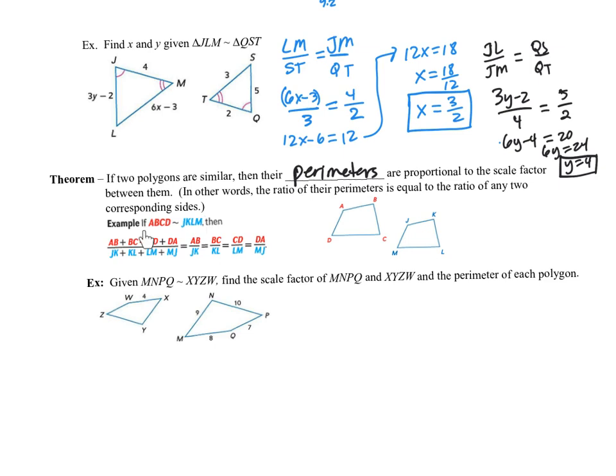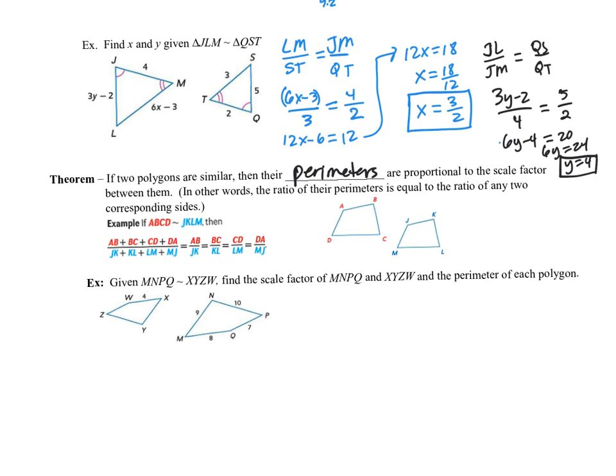So for example, if we have these two quadrilaterals that are similar, remember that was our similarity symbol, then if I add up all these sides, that would be the perimeter, the distance around this first polygon or quadrilateral. So the ratio of their perimeters is equal to the ratio of any two corresponding sides. Okay, so let's use that theorem to solve this problem. Given that MNPQ is similar to XYZW, find the scale factor and the perimeter of each polygon.